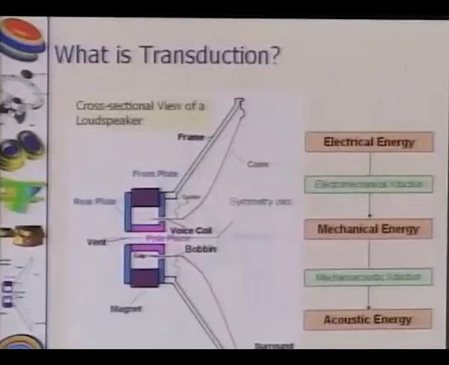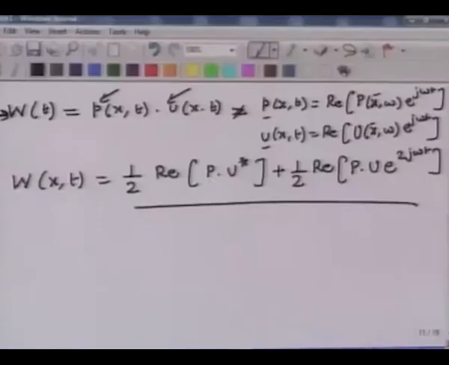What is the basic definition of a transducer? A transducer is any device which transforms one type of energy to another type of energy. So you have piezoelectric transducers where you have electricity being transformed into motion or vice versa.